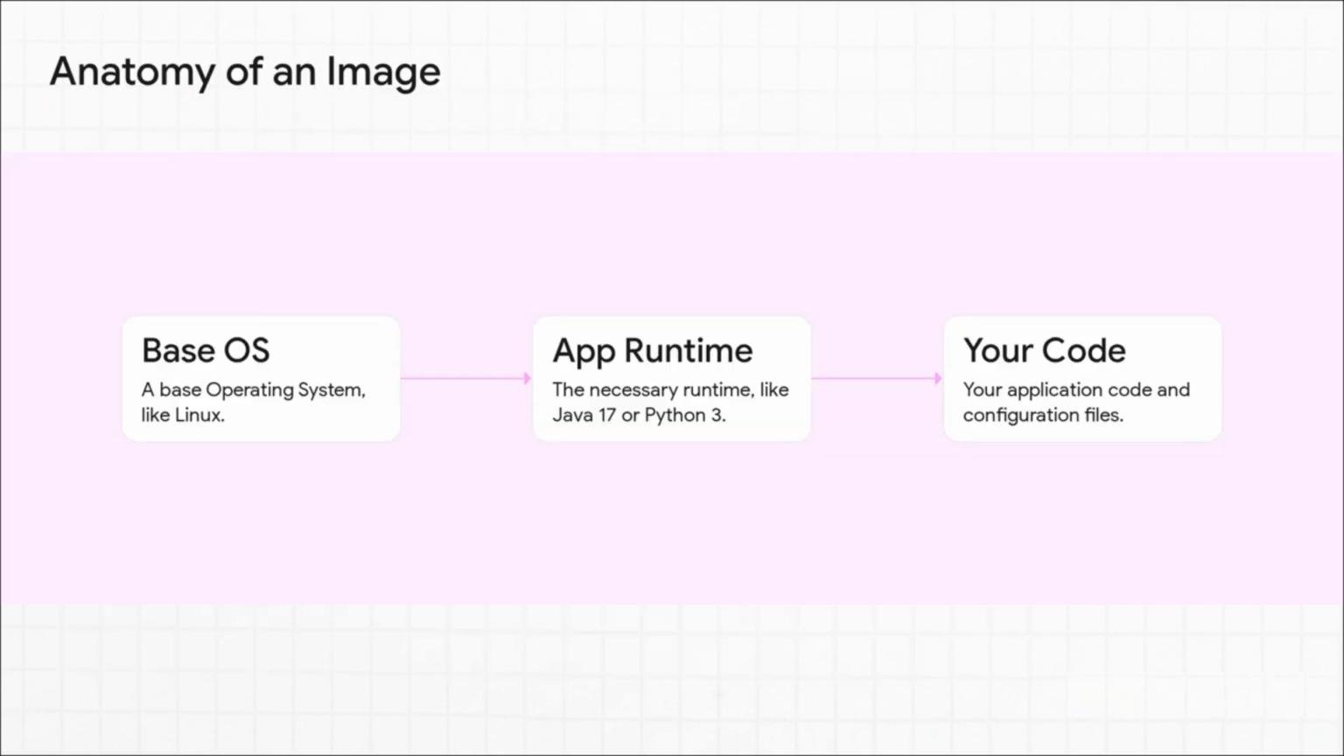So let's peek inside this box. How's it put together? Well, you can think of it like layers. At the very bottom, you've got a super lightweight operating system, usually some flavor of Linux. Then, layered on top of that is the application runtime your code needs, like Java 17 or Python 3. And then right on the very top, you put your own application code and all its config files.